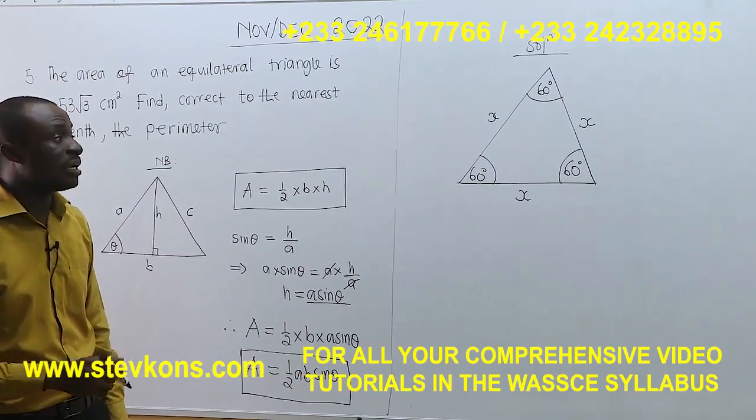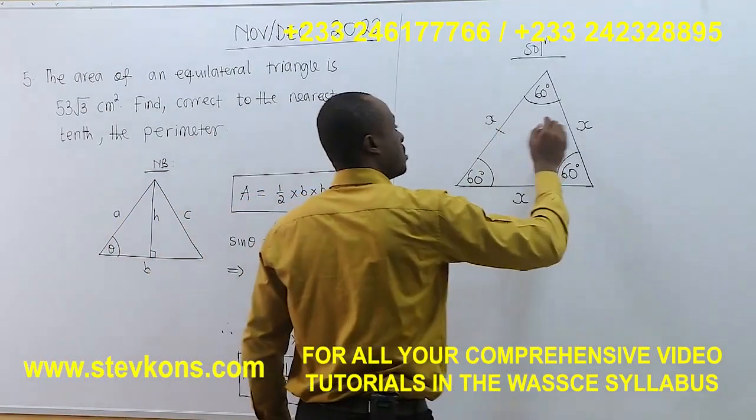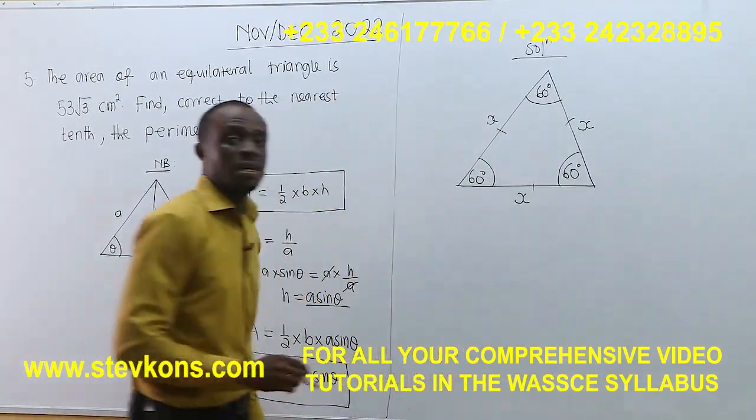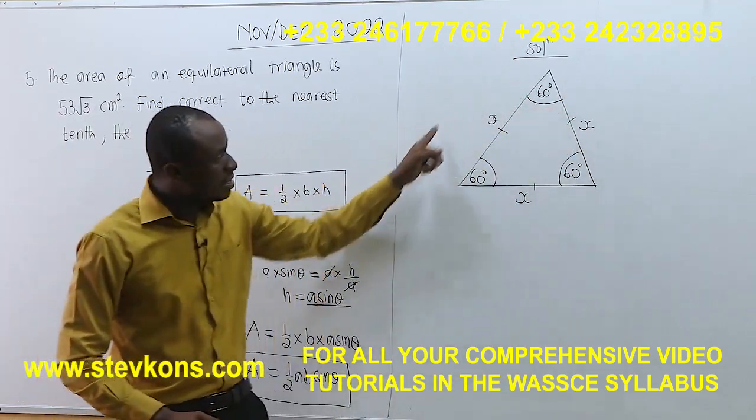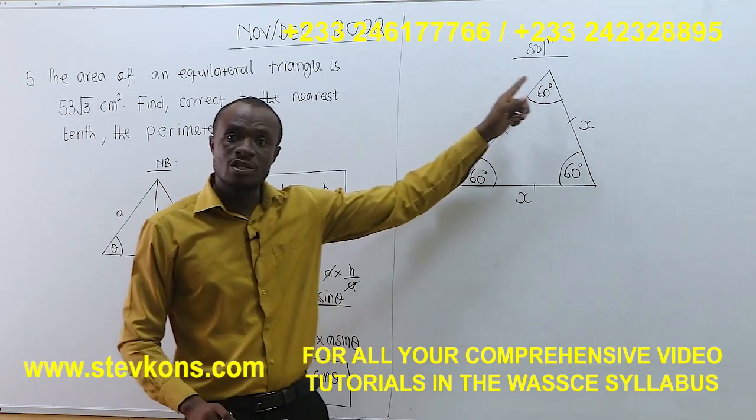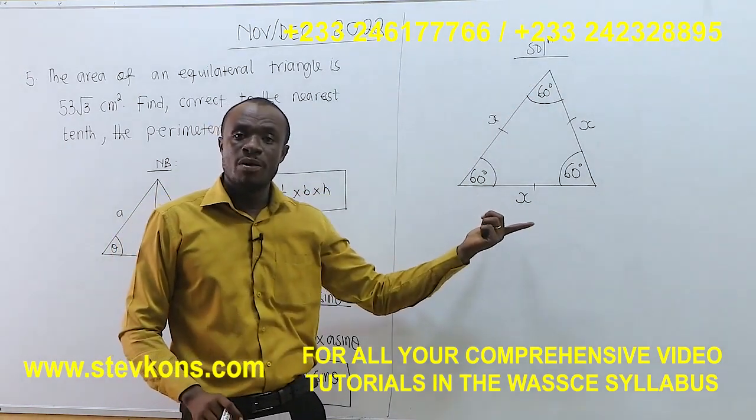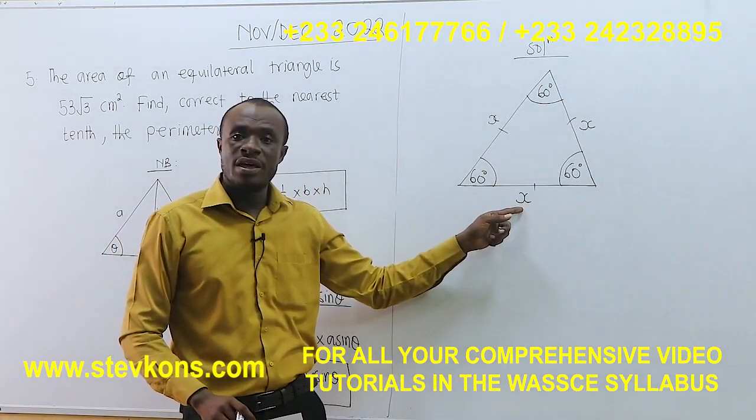All the sides are the same. All the angles too are the same. So this side is the same as that side, is the same as that side. Now, we want to find the perimeter. Perimeter is basically the sum of all the sides, so addition of all the sides. That's the perimeter. But we don't know the side.